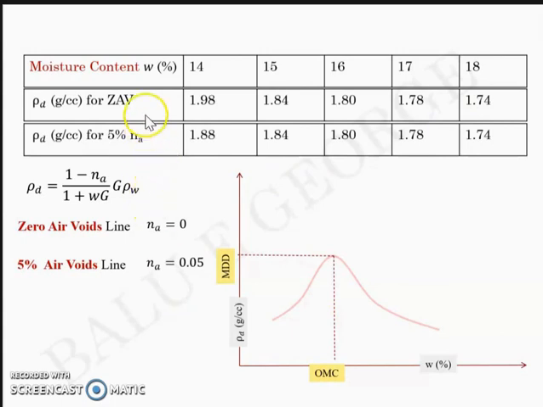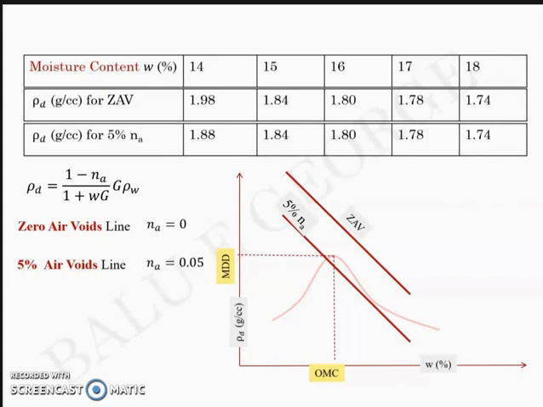So fundamentally, you've got the Y readings for the zero air voids line and Na equal to 5%, and the X reading is the same thing, the water content that you've already used in the previous plot. Now once you know the X and the Y values, we can draw a line. The zero air voids line is there, and then you can have the 5% Na value line, right?